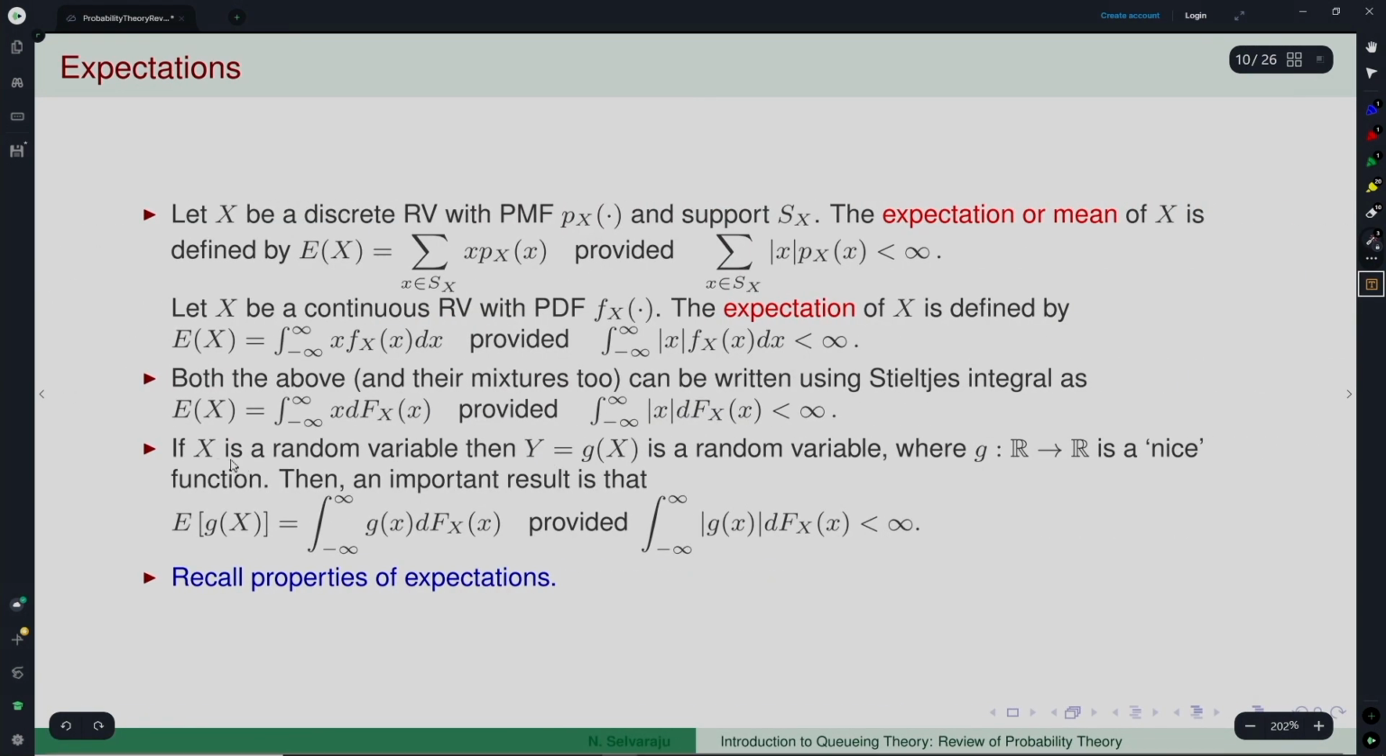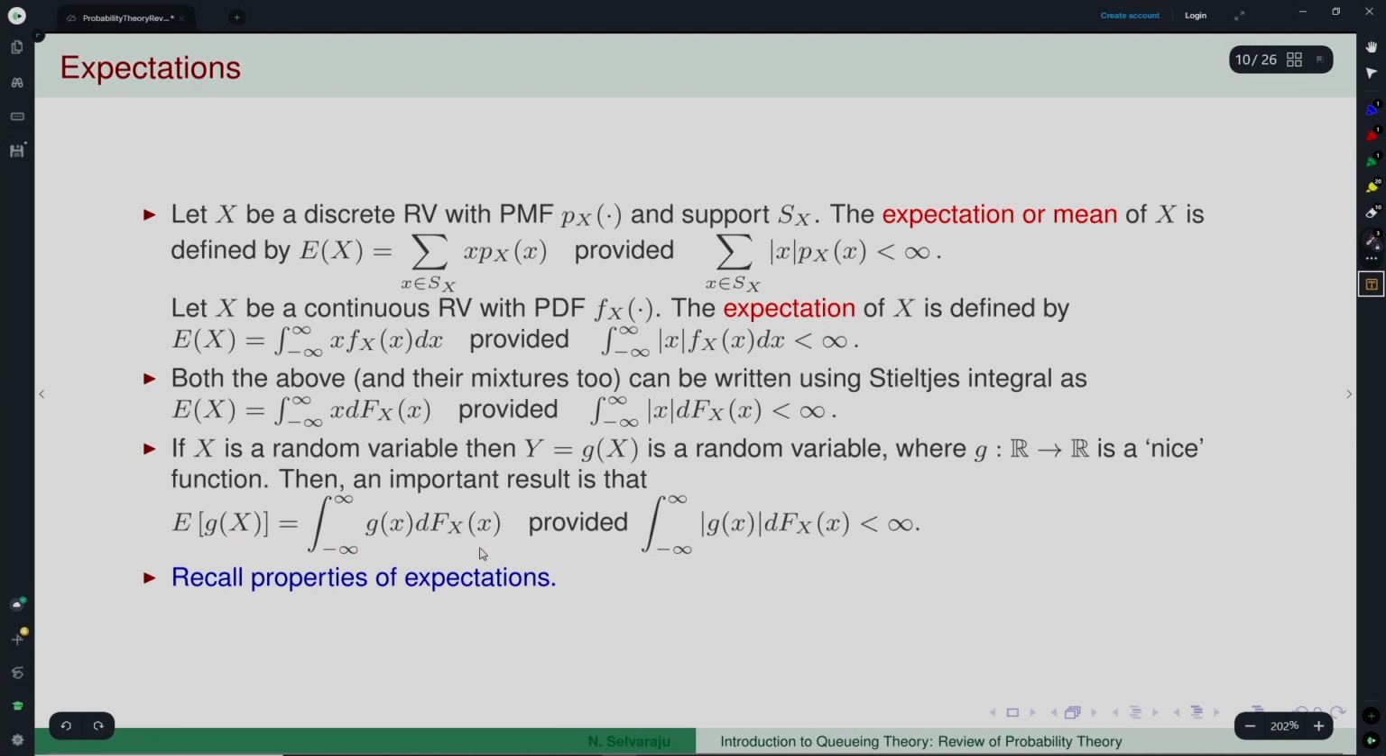And also if X is a random variable and g of X is a function of this random variable, where g is some nice function, we will assume some continuous function or some increasing function and things like that. This is a technical term you would need to introduce, but we will not do that. So, this is some nice function. Then its expectation can be computed in this manner.